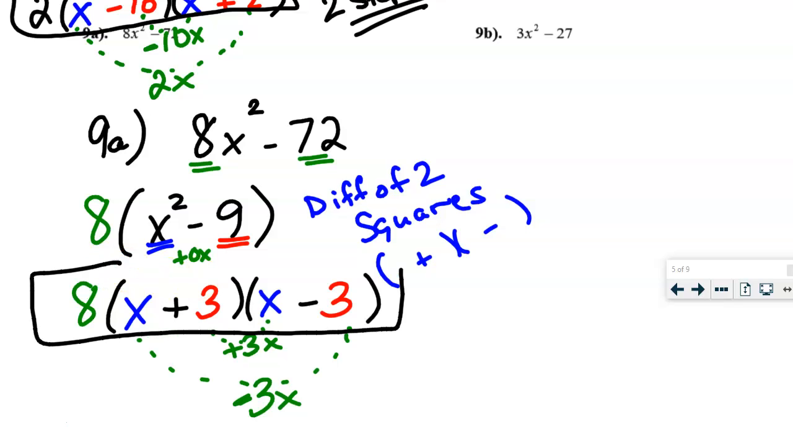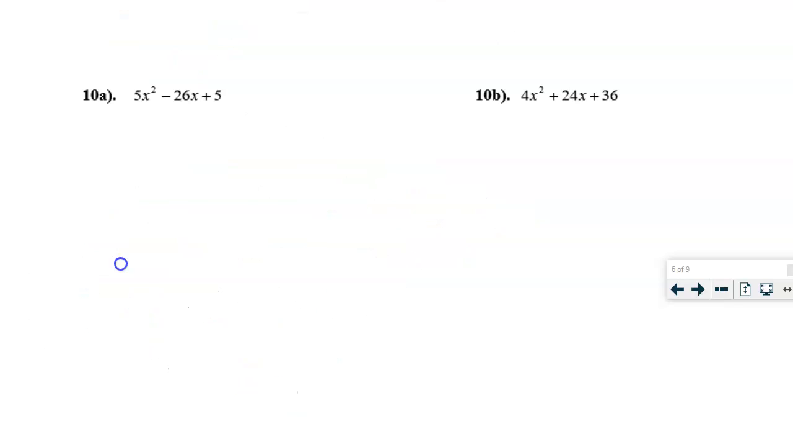Alright, so look out for that to happen on your test. We've had 2 questions in a row where we had a common factor, so keep that in mind. Alright, 10a, this guy does not have a common factor. At first I thought it did, but 26 does not have a common factor of 5. So this is the one where you have to kind of muscle through the reverse foiling process.